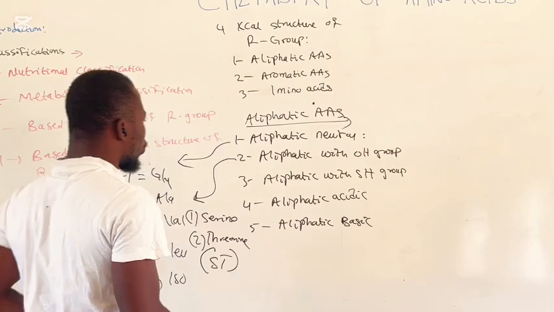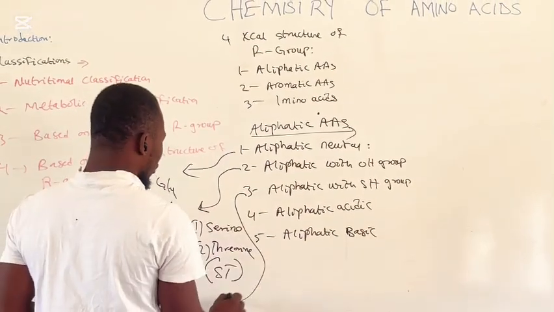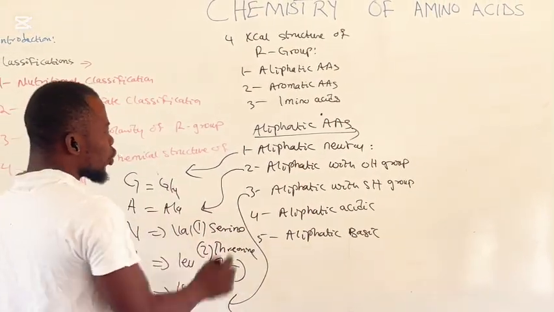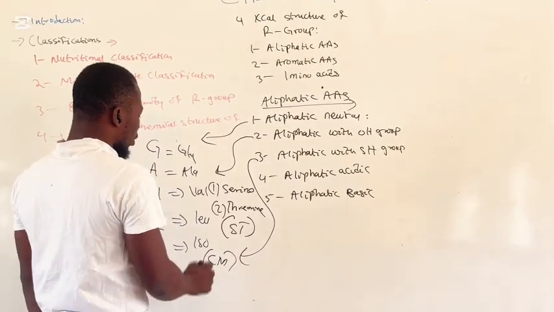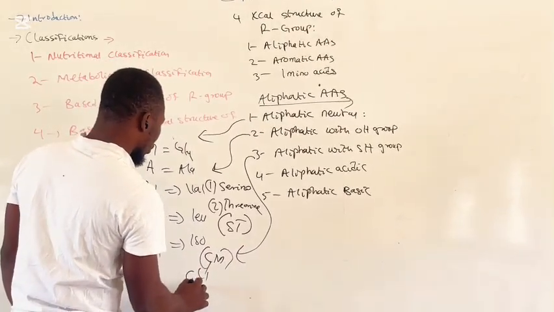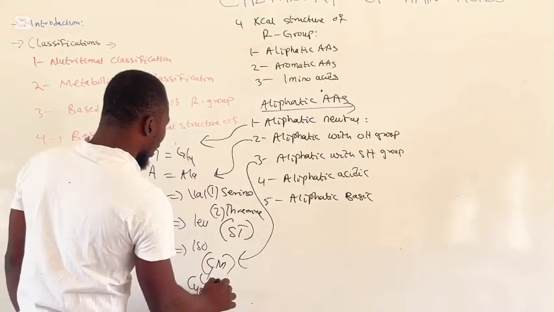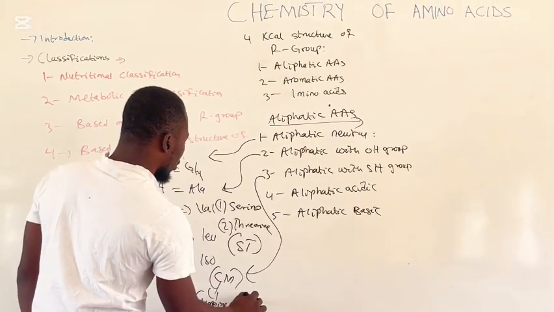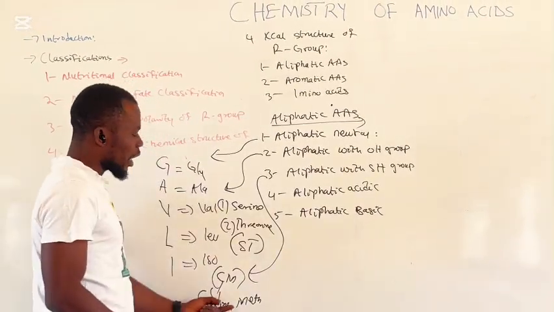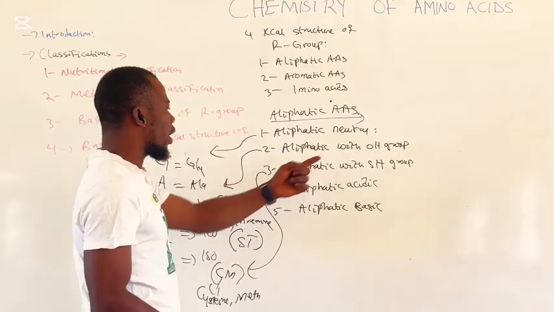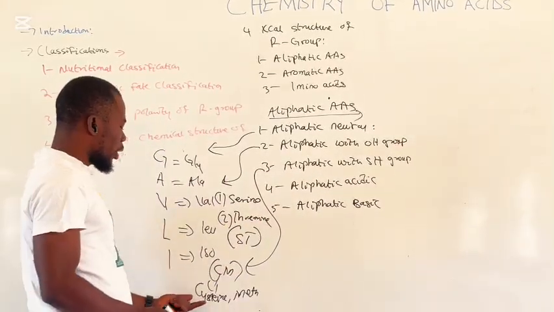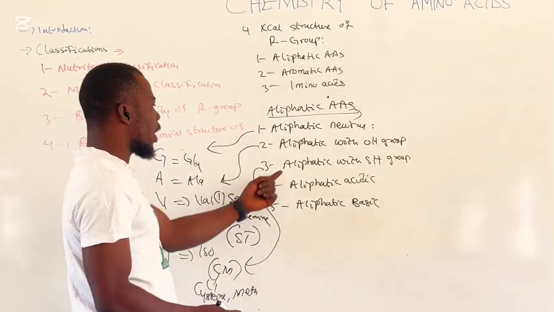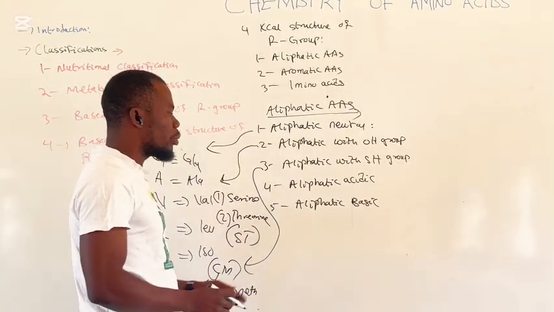Aliphatic with SH group can be remembered using the mnemonic CM, centimeter. C is cysteine and M is methionine. So cysteine and methionine are aliphatic with SH group. They contain SH group in their structure. CM, cysteine and methionine, are aliphatic with SH group.